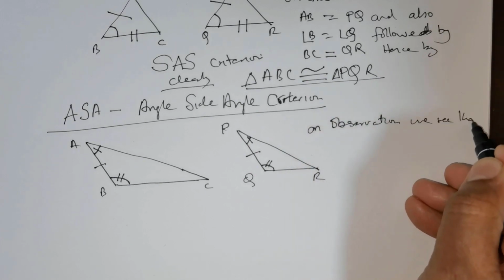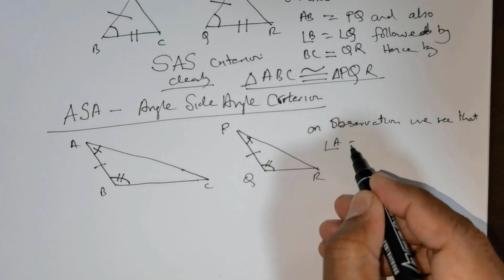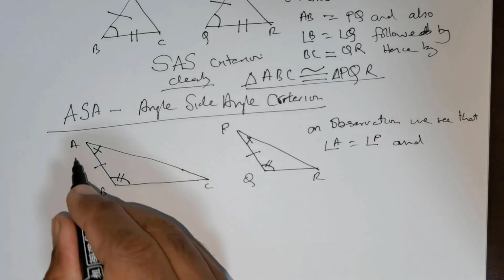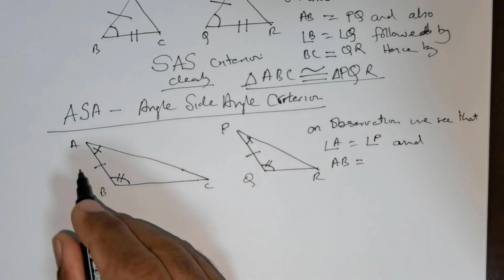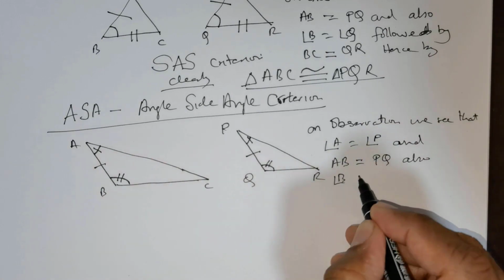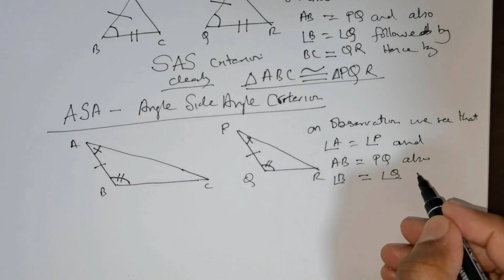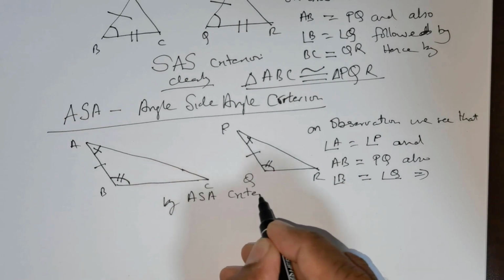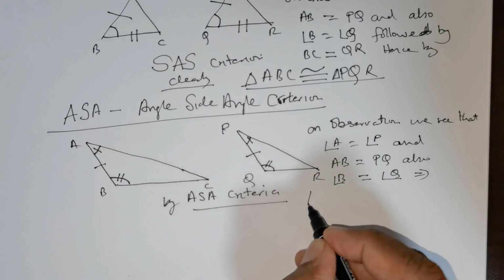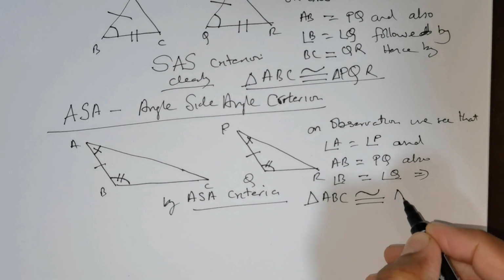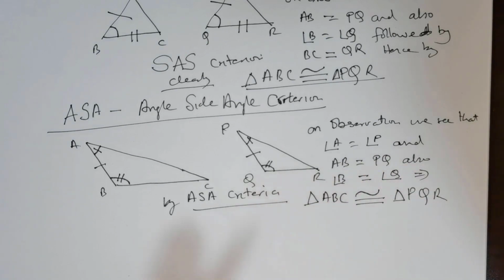So on observation we see that, what do we see? We see that angle A is equal to angle P, and side AB is equal to side PQ, also angle B is equal to angle Q. So this means by ASA property, triangle ABC is congruent to triangle PQR. So let's move on to the next one.